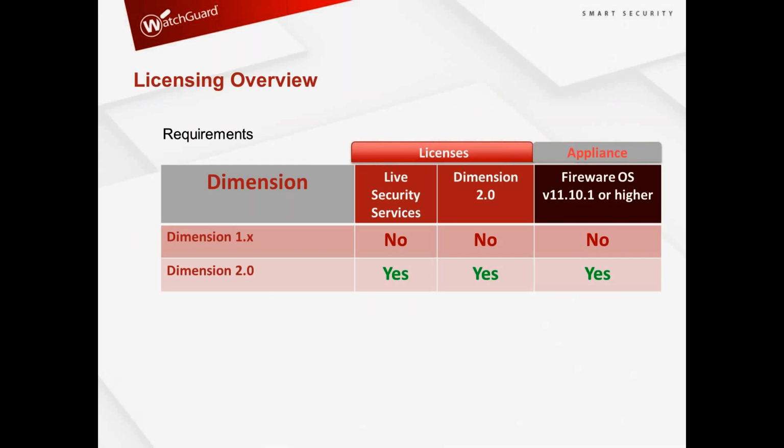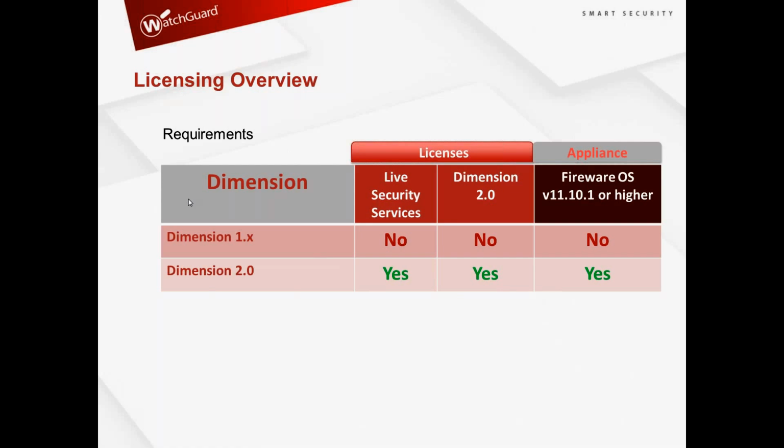So as we look at Dimension 1.0, there were not any necessarily requirements that worked with legacy devices. We could throw anything over to it. Now, as we talk about Dimension 2.0, there are a few requirements. Just want to make sure that's clear. On the licenses level, Live Security is required on your particular Firebox. You don't have to have a Dimension Command to get that visibility, but you also do have to have Fireware 11.10 or higher on there. And we'll cover why that is as well.